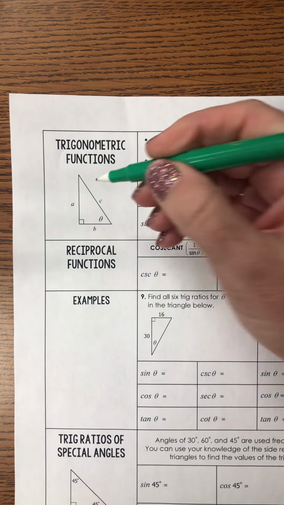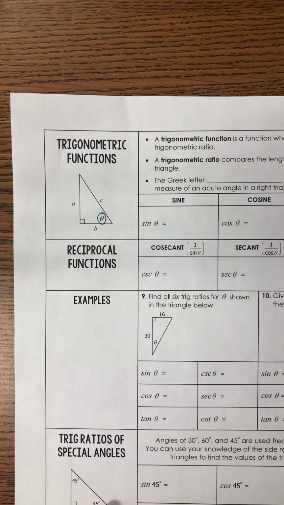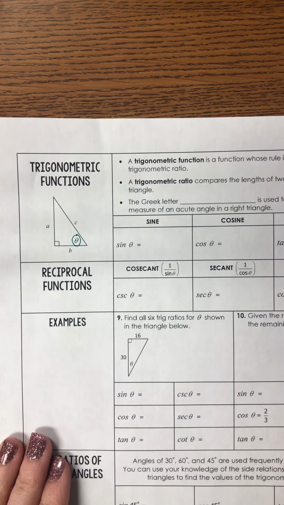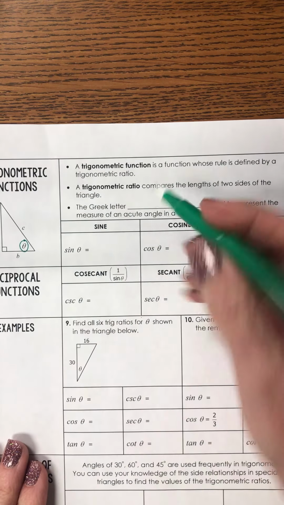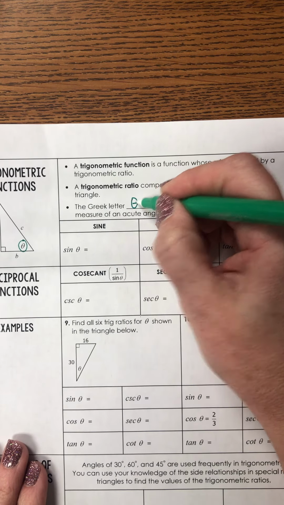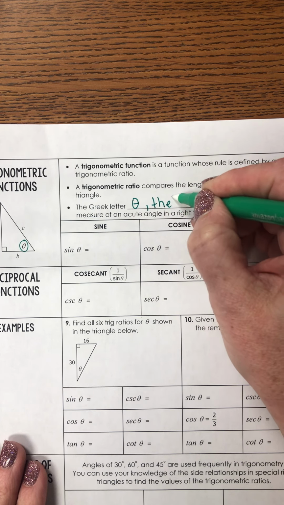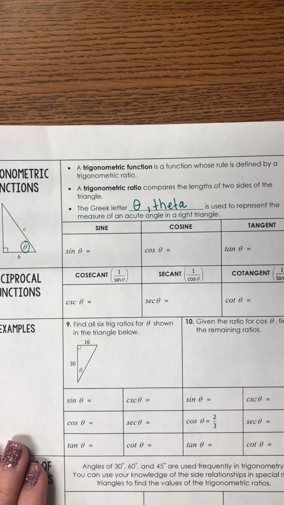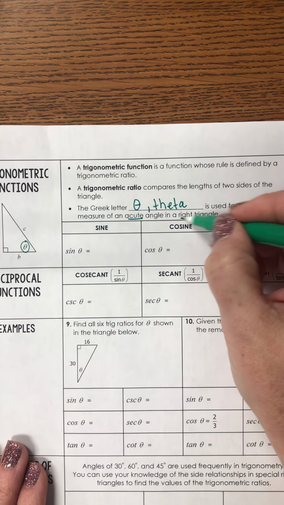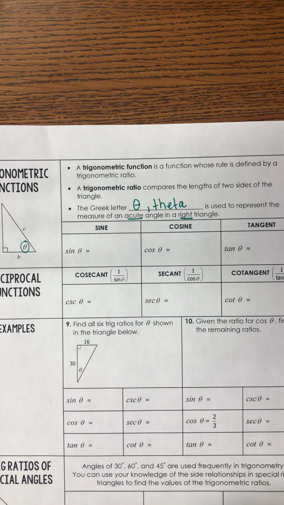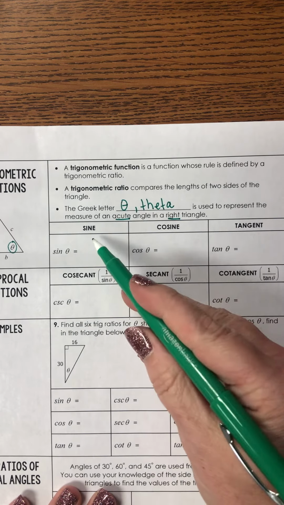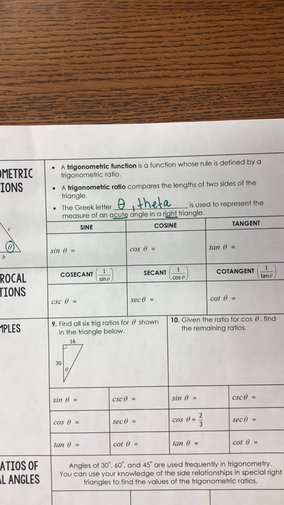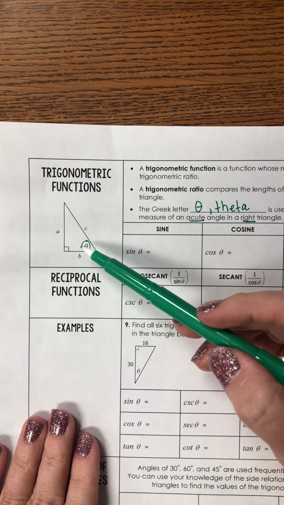Now what you see right here in the corner is our angle measure, and this is actually called theta. It's a Greek letter or Greek symbol, and it's called theta. And we use that to represent the measure of an acute angle in a right triangle. Okay, let's talk about what sine, cosine, and tangent are in reference to our right triangle.